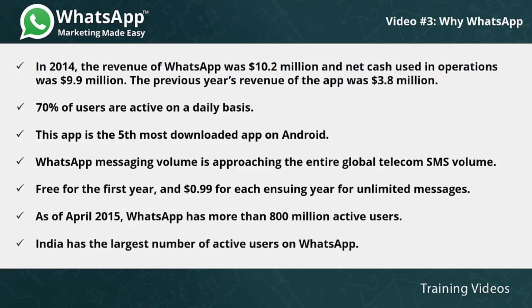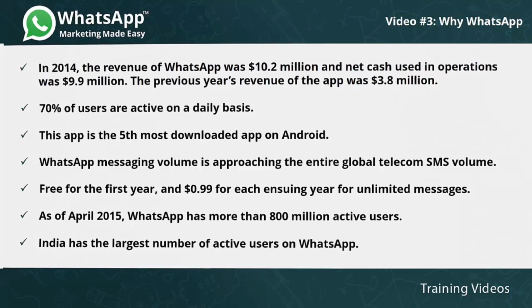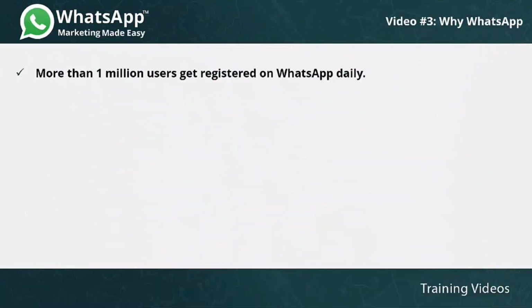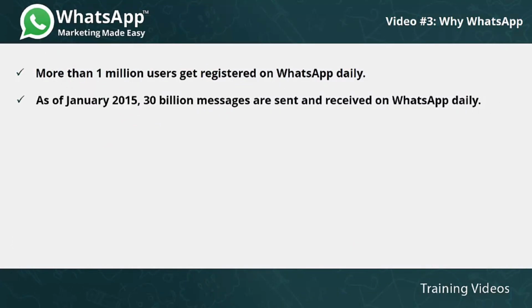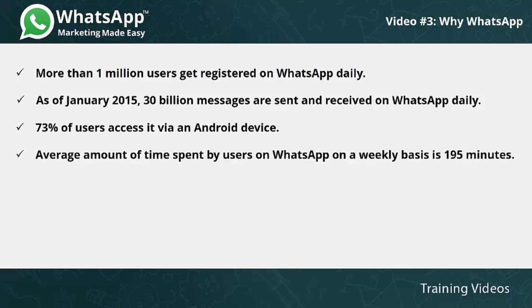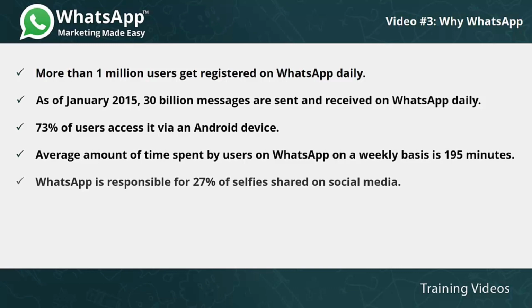India has the largest number of active users on WhatsApp. More than 1 million users get registered on WhatsApp daily. As of January 2015, 30 billion messages are sent and received on WhatsApp daily. 73% of users access it via an Android device. Average amount of time spent by users on WhatsApp on a weekly basis is 195 minutes. WhatsApp is responsible for 27% of selfies shared on social media.